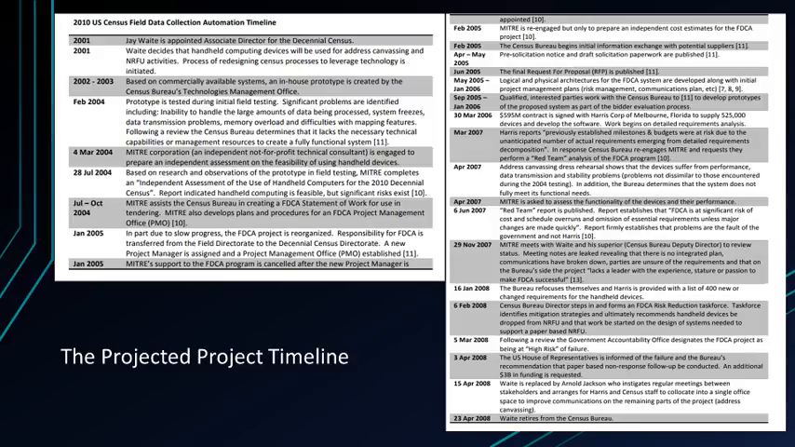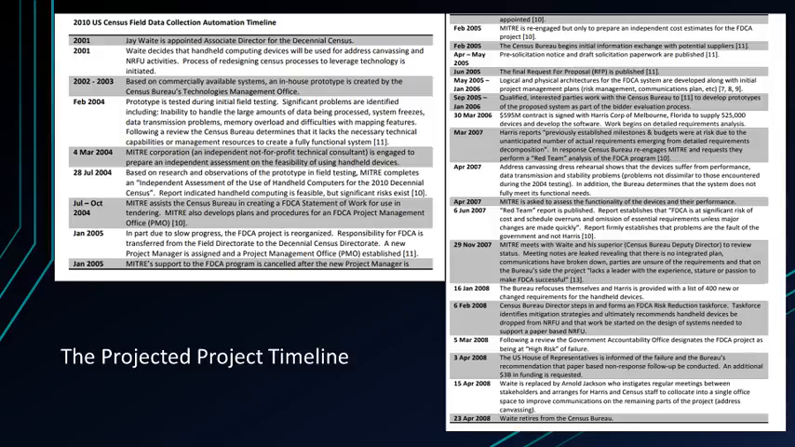From May 2005 to January 2006, logical and physical architectures for the FDCA system are developed along with initial project management plans, risk management, communication plans, etc. From September 2005 to January 2006, qualified interested parties work with the Census Bureau to develop prototypes of the proposed system as part of the bidder evaluation process.